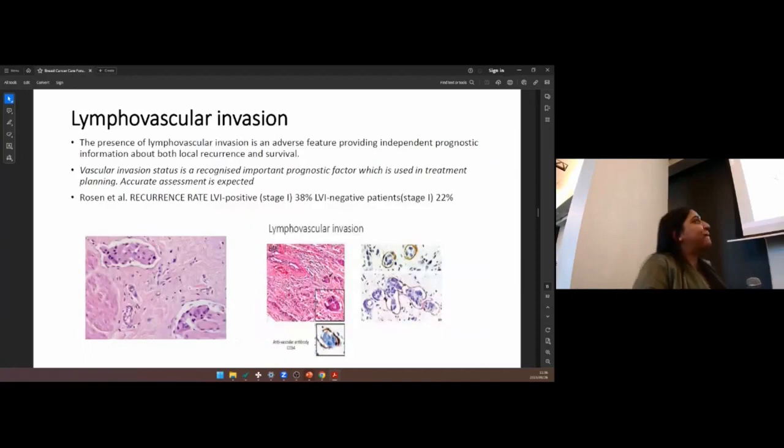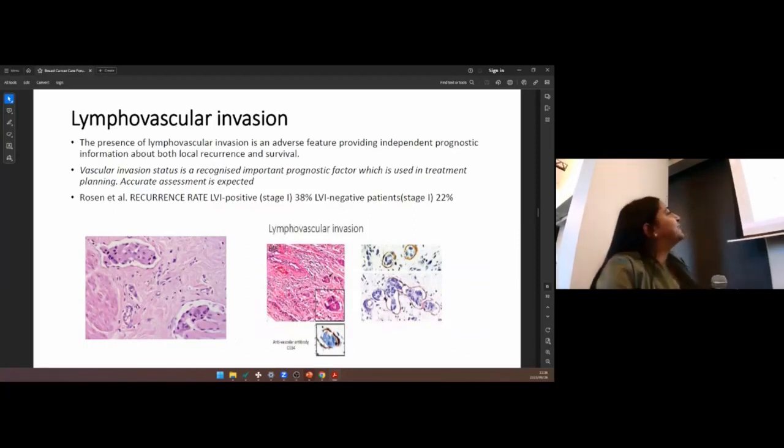Lymphovascular invasion is an adverse feature, providing independent prognostic information. It's very important that sometimes you need to highlight these vessels to actually identify the tumor emboli. This one is quite obvious. On the left-hand side, it's quite obvious to see that you've got tumor cells within a lymphovascular channel. But sometimes it's not that apparent, and you need to highlight it with a vascular marker and identify that it is in there.